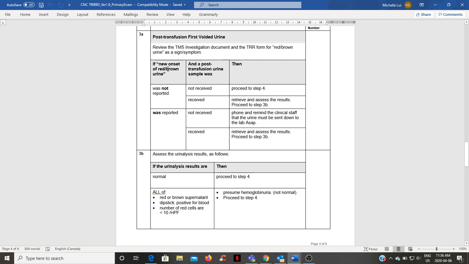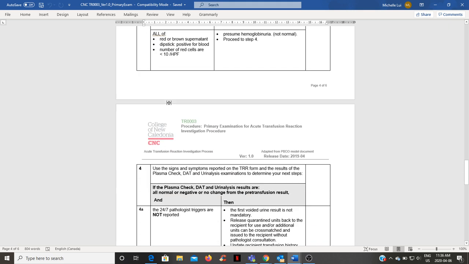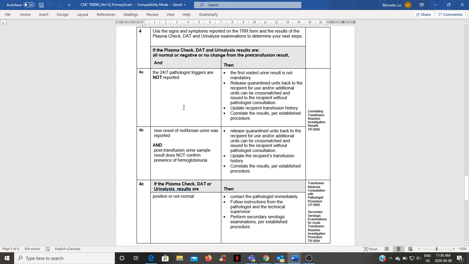Urinalysis. Okay, so if we didn't get a report of red-brown urine, we don't really have to worry about it. We can check the urine if it does come, and we did receive it, but it would be routine in this case. And so we're going to skip this urinalysis here because that red-brown urine was not reported. So number 4, determine our next steps. Use the signs and symptoms reported on the form and the results of your plasma check, your DAT, and your analysis to put the results together.